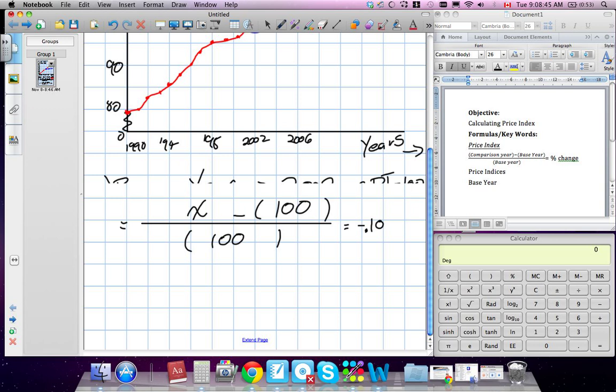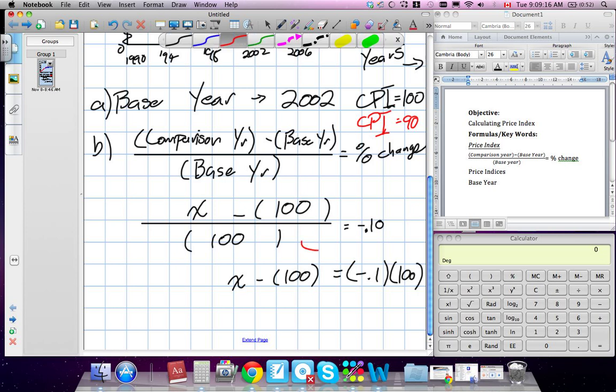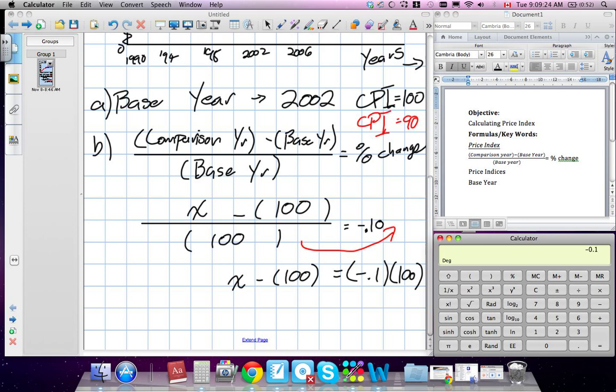Now, I'm working with a fraction on the left side here. We have a fraction on the left side of the equal sign. We want to get rid of the fraction. So I'm going to move the 100 to the other side. And because it was division before, it's going to become multiplication. X minus 100 is equal to negative 0.1 times 100. We move the 100 over to the other side of the equation. Okay? When we do that, we have negative 0.1 times 100, get negative 10.